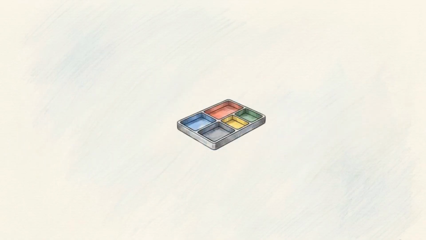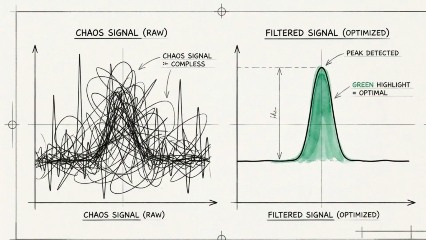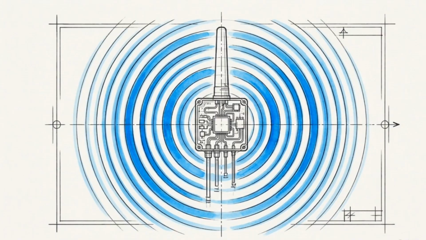Inside that 470 byte packet, the system retains only the essential variables: the magic header, node ID, RSSI signal strength, and the extracted CSI data. The process discards high bandwidth noise while preserving the deterministic spatial footprint. Shifting the signal processing directly onto the antenna node makes high-frequency wireless transmission mathematically viable.